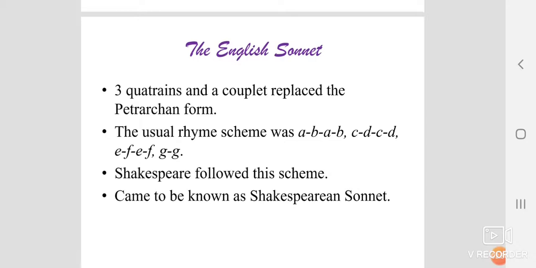And the English sonnet has 3 quatrains and a couplet. We remember that in a Petrarcan sonnet you have an octave and a sestet, but here we have 3 quatrains followed by a couplet. The usual rhyme scheme was A, B, A, B, C, D, C, D, E, F, E, F, and G, G. Shakespeare followed this scheme. Shakespeare made this scheme famous, and therefore the English sonnet came to be known as Shakespearean sonnets.